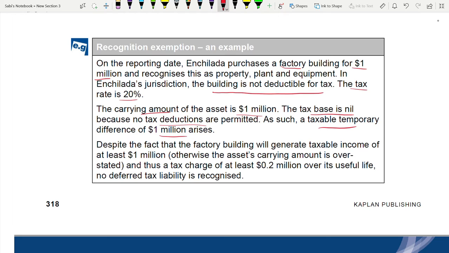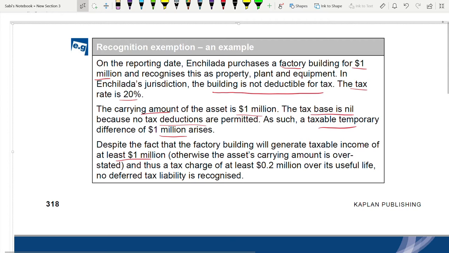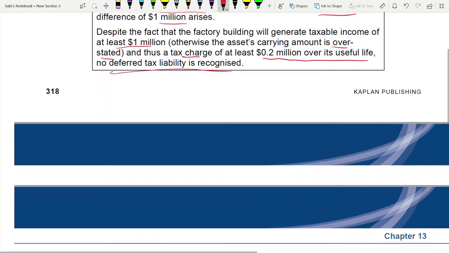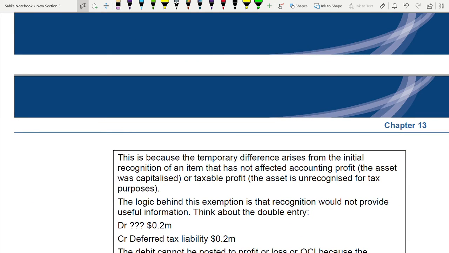Despite the fact that factory building will generate taxable income of at least 1 million, they are okay. Otherwise, the asset's carrying amount is overstated. And thus, a tax charge of this one over its useful life, no deferred tax liability is recognized. Now, this is because temporary difference arises from initial recognition of an item. Okay.